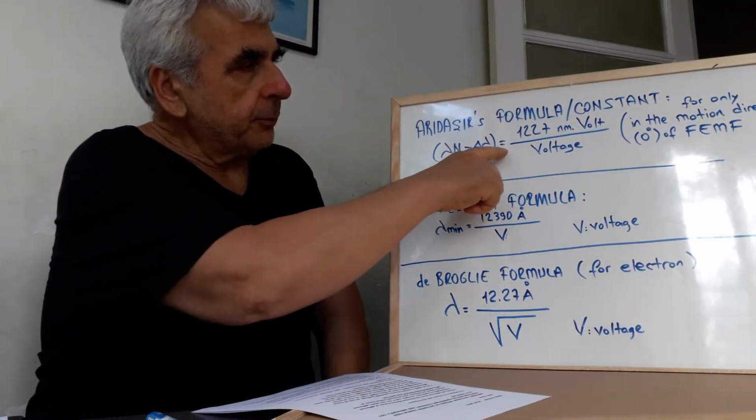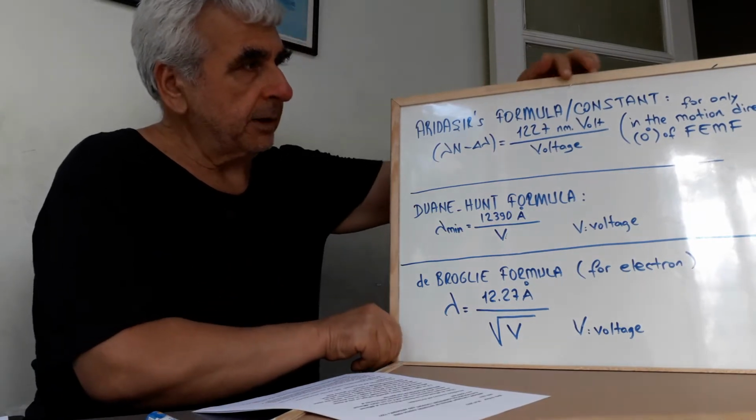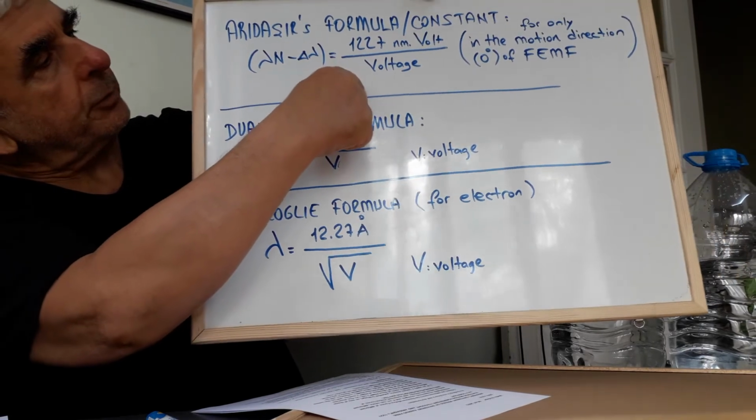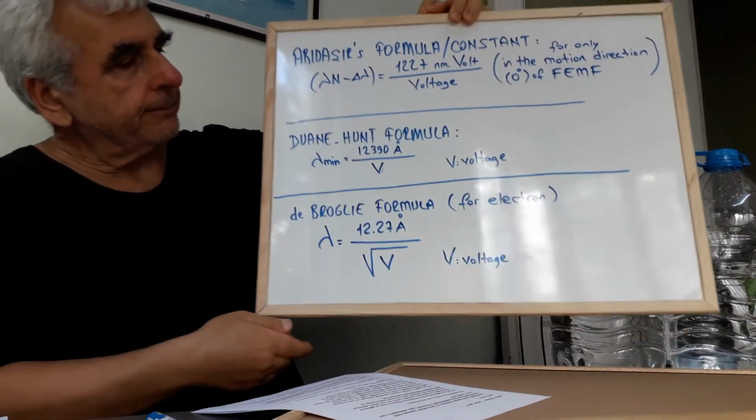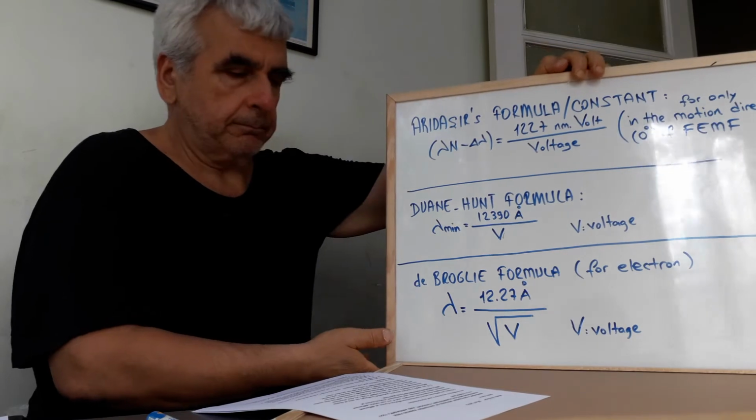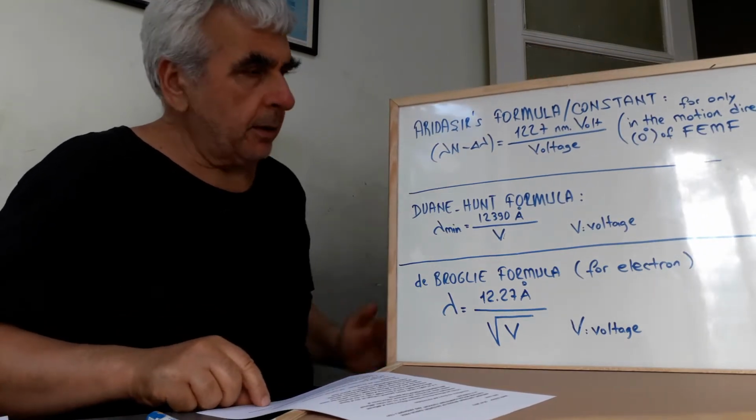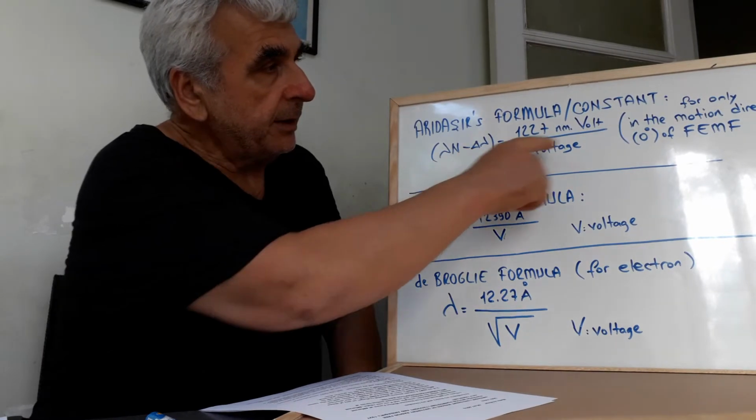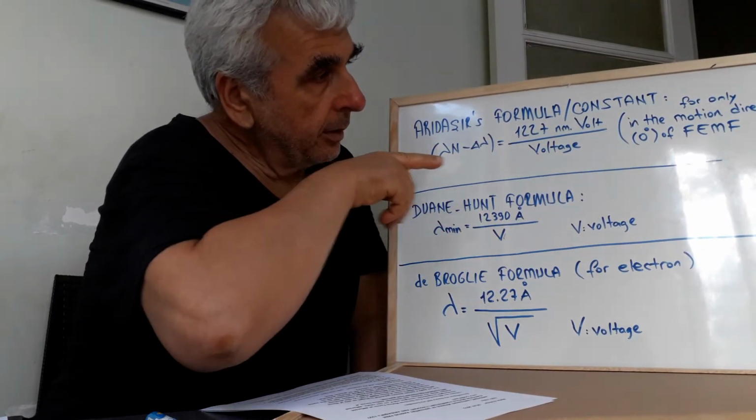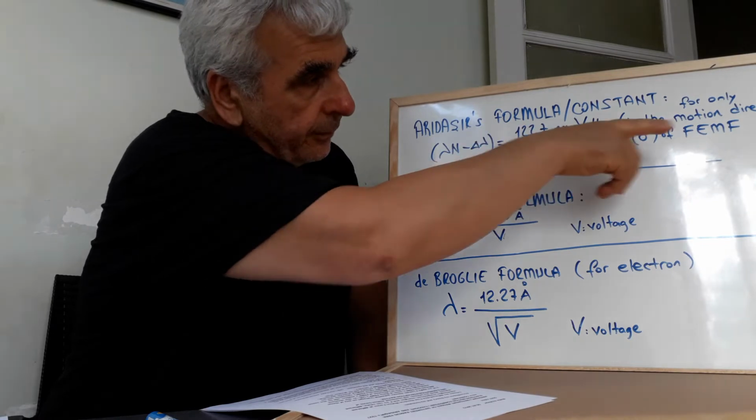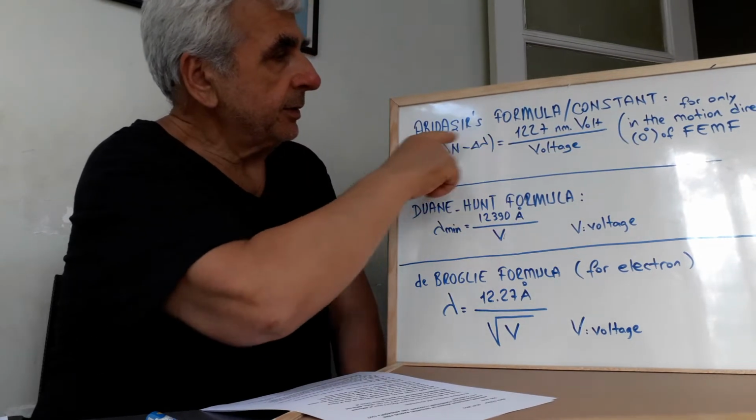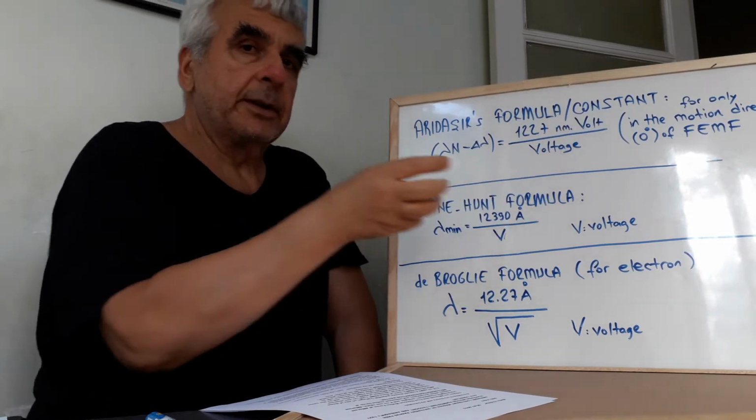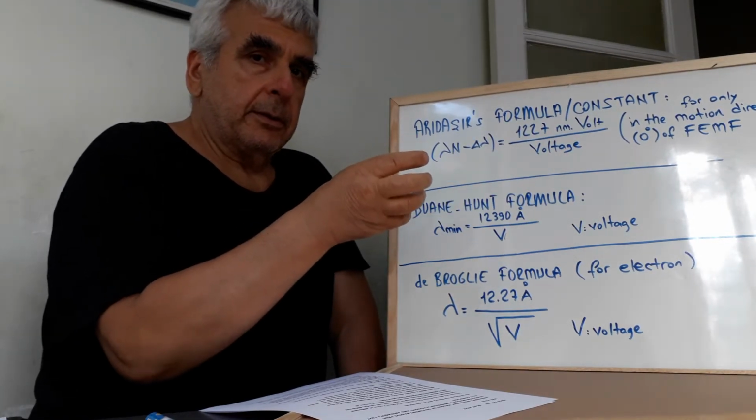Here is my formula. I hope you see. This one, my formula and my constants. Lambda n minus delta lambda in the direction of motion of the electron motion form, 0 degree. This is my formula and constant. And units, it's adequate.